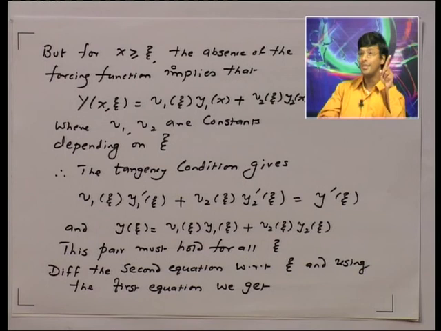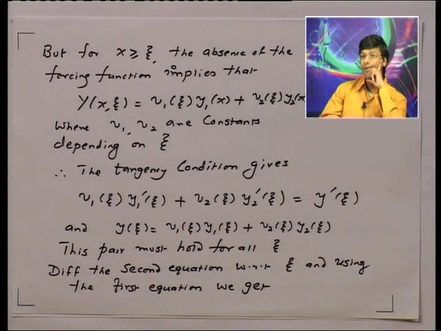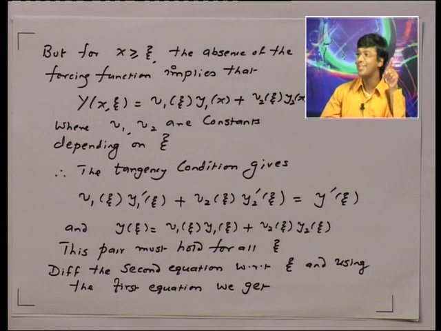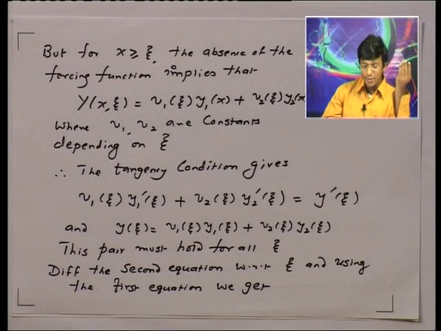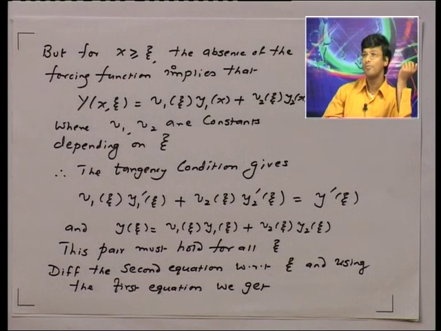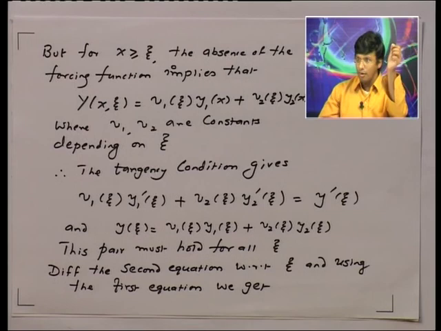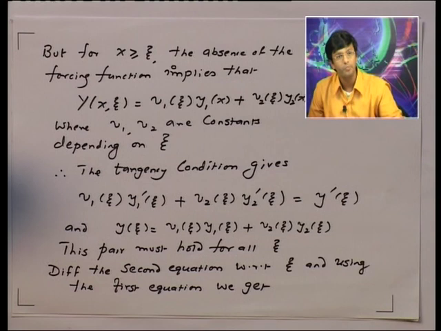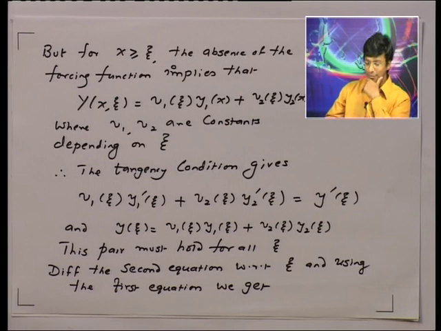But the problem is that its coefficients will depend upon psi, the time at which the forcing function is cut off. Correct? So now capital Y of x, psi is v1 of psi y1 of x plus v2 of psi y2 of x, where v1 and v2 will depend upon the time at which the disturbing function is shut off. But now, what does the tangency condition give you? You differentiate Y with respect to x and put x equal to psi. That should give you v1 of psi y1 prime of psi plus v2 of psi y2 prime of psi equal to little y prime of psi. That is the tangency condition. But the points are also the same, no? Little y of psi should be equal to capital Y at x equal to psi. So that gives you the second equation: y of psi equals v1 of psi y1 of psi plus v2 of psi y2 of psi.